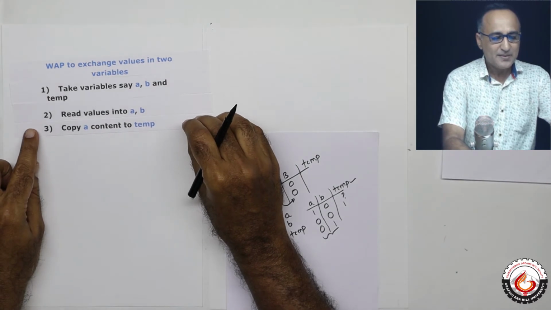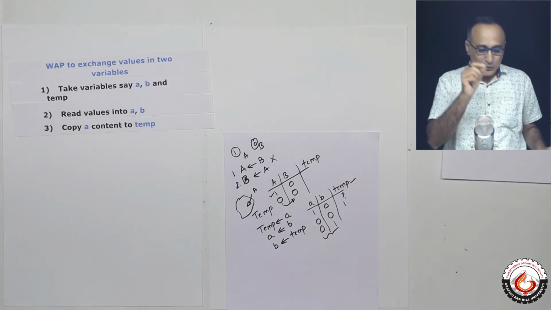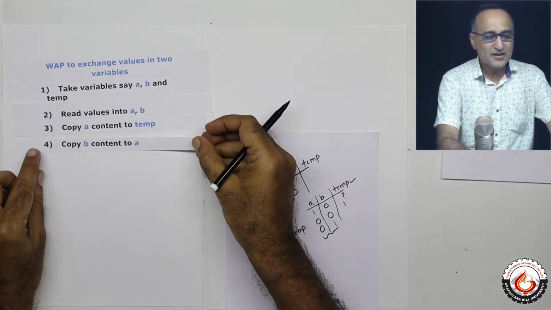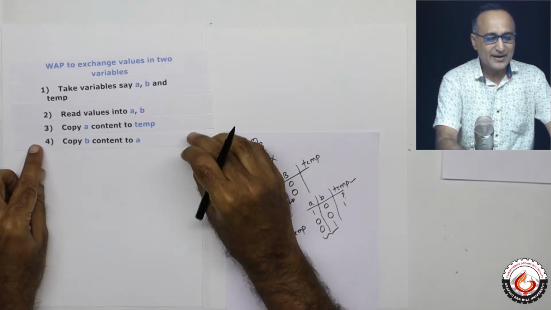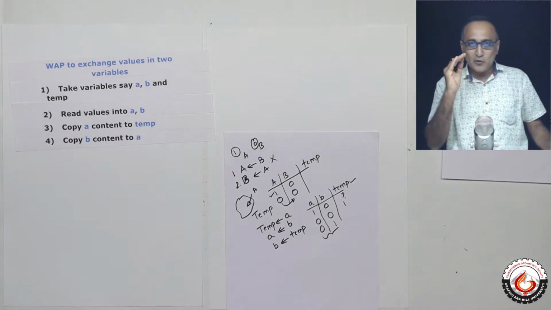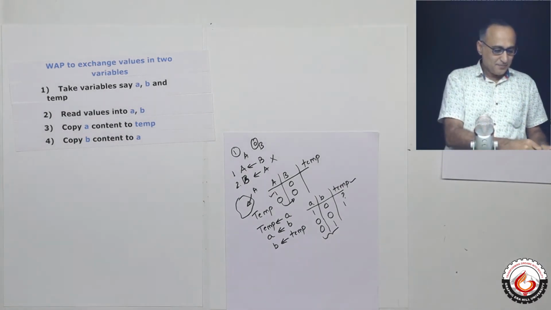Now what is the next step? I am going to copy the content of B to A. So next step I say copy the content of B to A. Alright. Then what is the fifth step? I am going to copy the contents of temp into B.